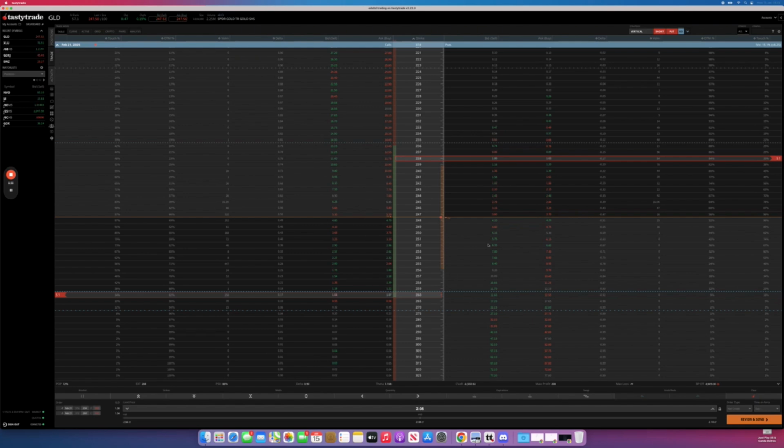If price is within this range at expiration, which is 37 days away, then we will keep 100% of the premium that we collect up front. And what is the premium that we collect up front? It's this number down here, 2.07. Now you multiply this number out by the contract multiplier, which is 100 for all equities.